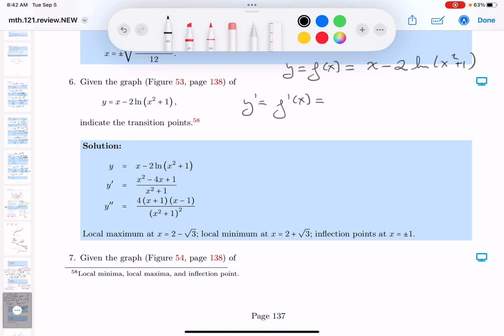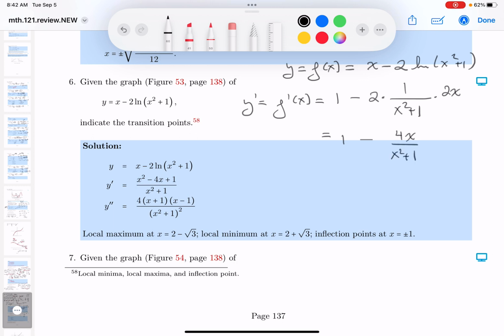We'll look at the picture momentarily. That's 1 minus 2. The derivative of log is going to be 1 over its argument times the derivative of the inside of that, which would be 2x. Write that down for you. That's going to be, let's see, 1 minus 4x over x squared plus 1.